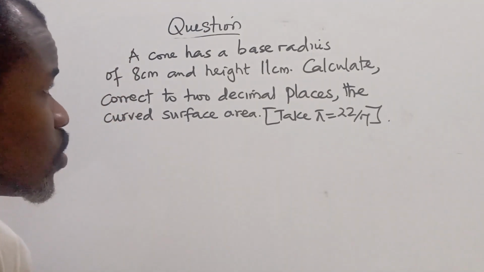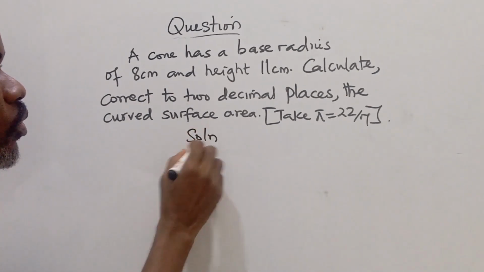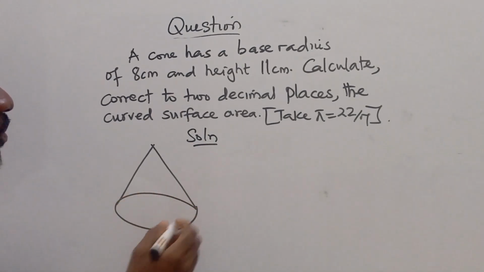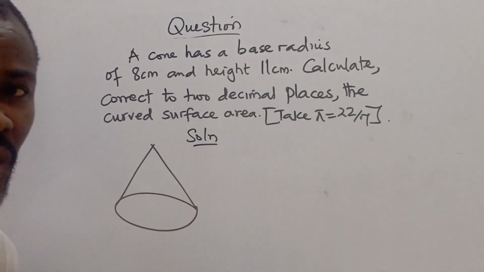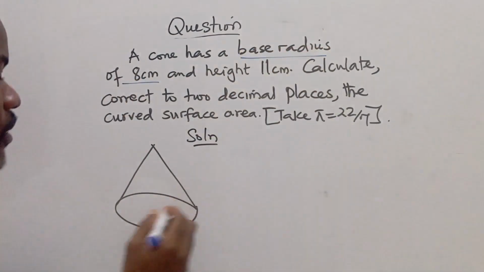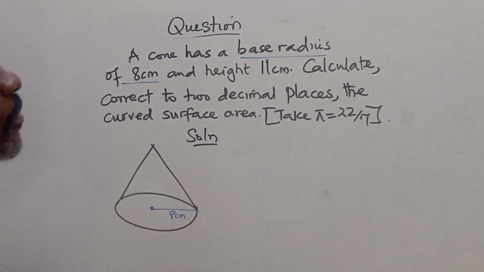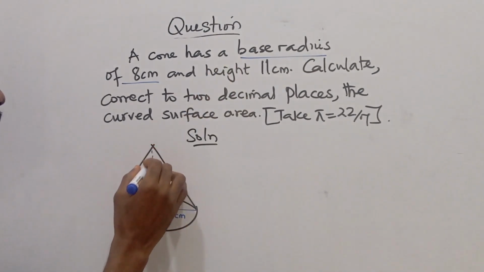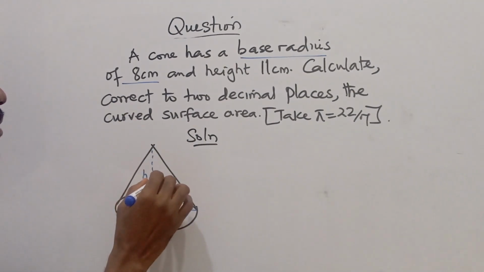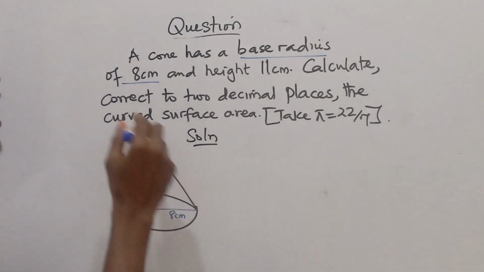So the question says a cone has a base radius. Of course, we should be able to know what a cone looks like. The question says a cone has a base radius of 8 centimeters. So this is the base radius, 8 centimeters. And the height, this is the height. The height is 11 centimeters. Calculate correct to two decimal places.